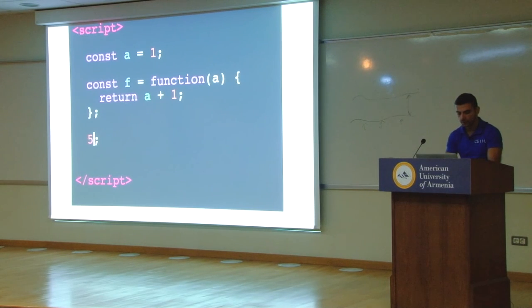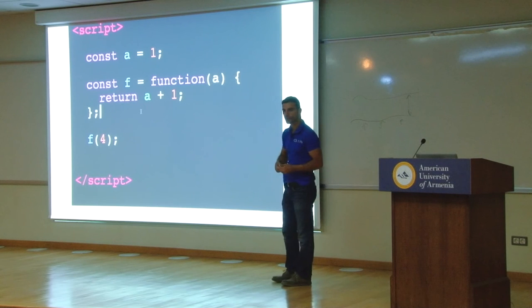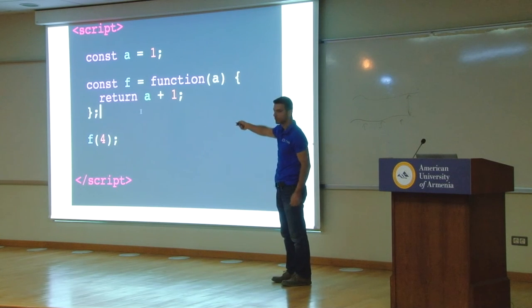Mix which two, Jenna? Const f is equal to function a and return a plus 1. Are you talking about this one here? The two sentences. Which sentences, Jenna? I'm listening. Go ahead. Which sentences? The second, const f is equal, yes, that, and the one after, yes. This here? Yes. So this, okay.